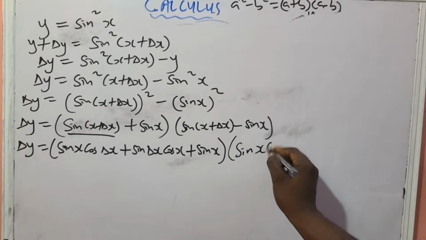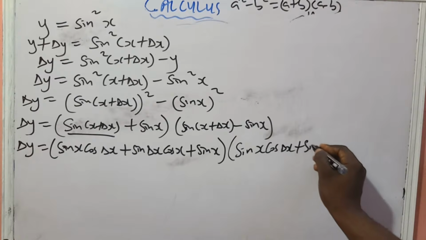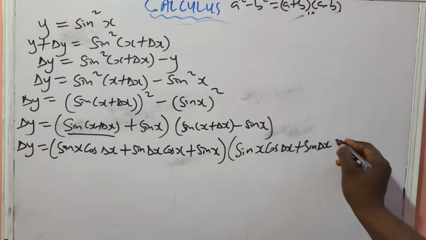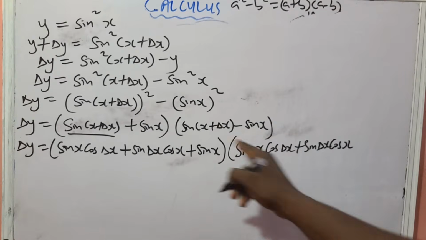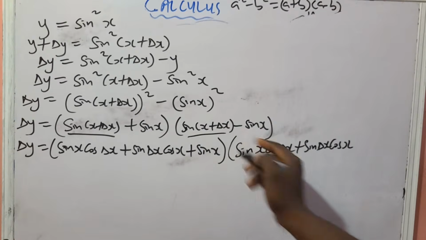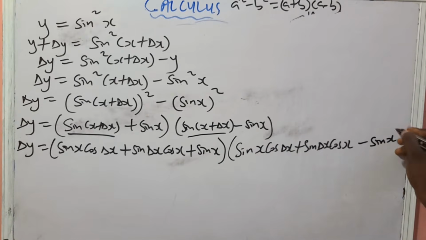Sine x cos change in x plus sine change in x cos x. But in this case, this one is for this. This is what we just wrote. So this will be minus. You will add the minus there, minus sine x. Good. So this is great.